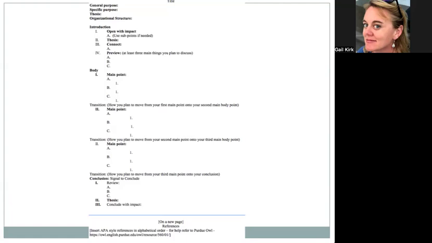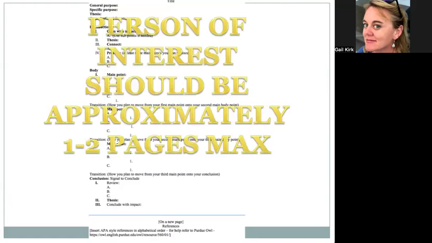Very meta of us. The person of interest outline should really only be between 1 to 2 pages max, and that's really going to depend on how you speak. If you notice, in the example that I give you, I think mine is about 1.5 pages, and the speech length is 3.5 minutes. It's literally right there. So I would go no farther than 2 pages on this.